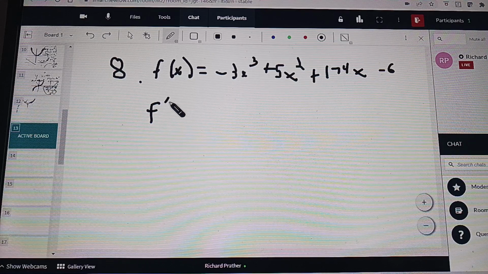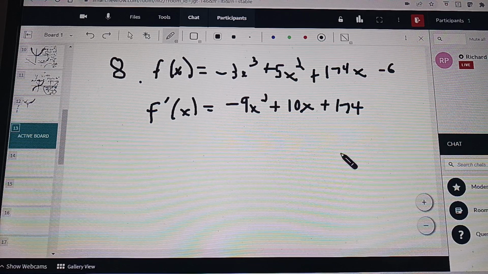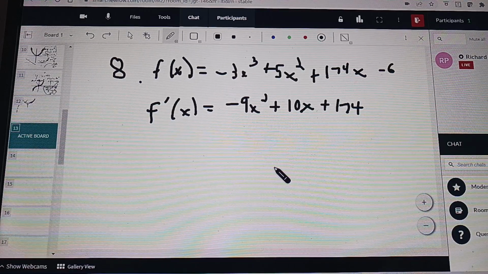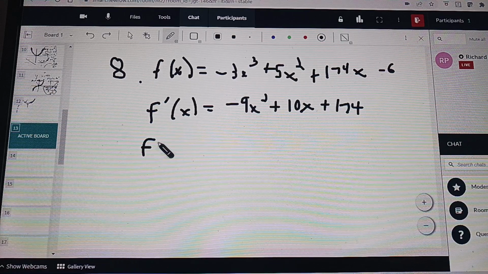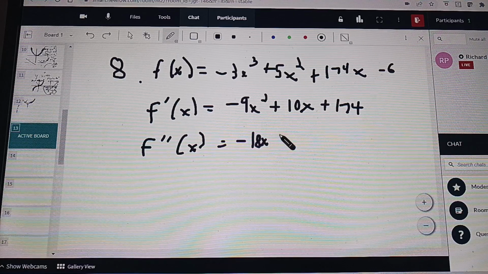So the first derivative is negative 9x squared plus 10x plus 174. If I found the zeros of that, there could be two zeros. There could end up being two relative extrema, and maybe one's a local max and one's a local min. That's probably what's going to go on there. But we're not doing that at this time, so we're going to skip that. Go right to the second derivative, negative 18x plus 10.